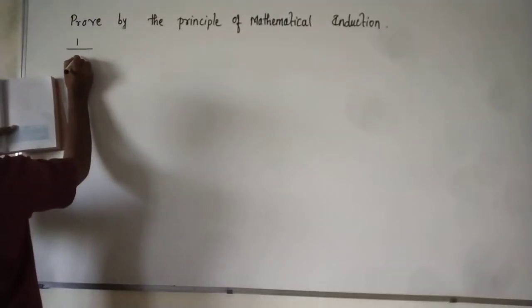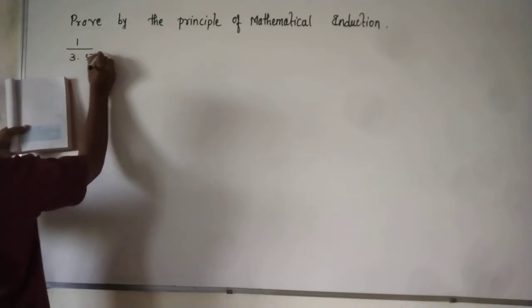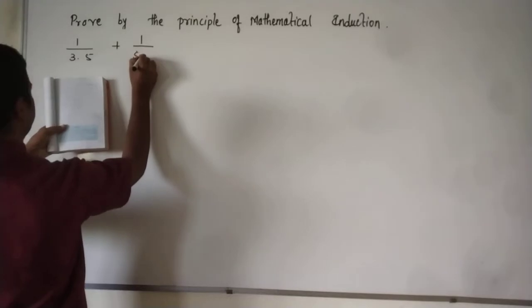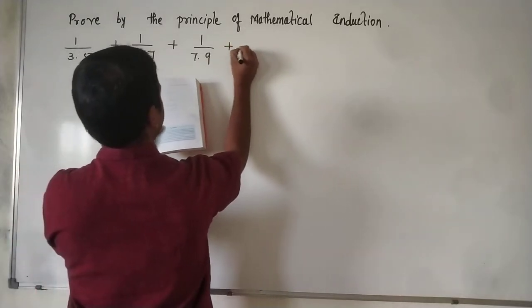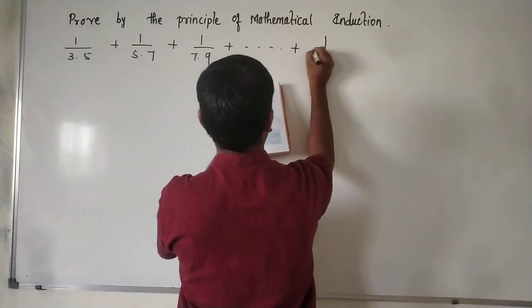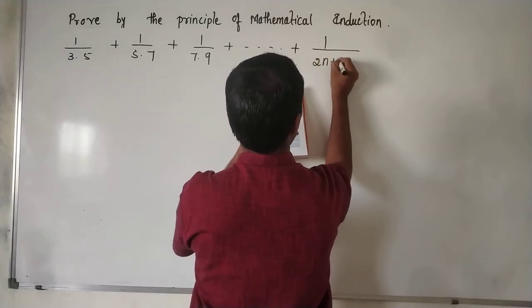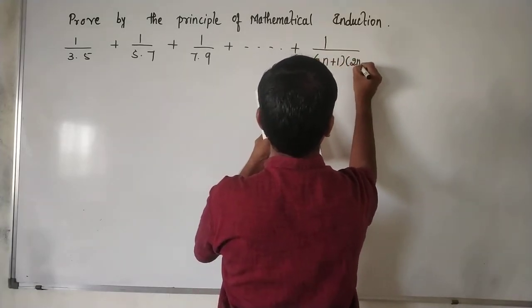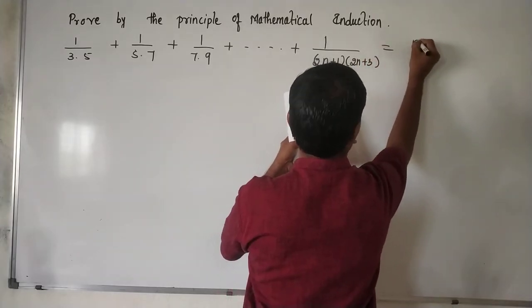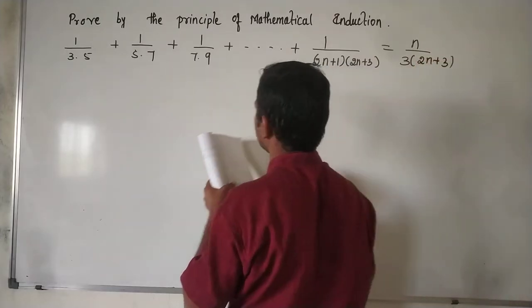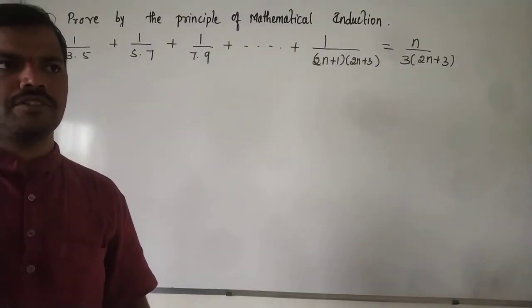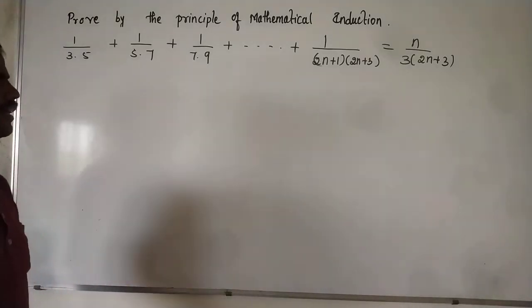So 1 by 3 into 5 plus 1 by 5 into 7 plus 1 by 7 into 9 plus so on plus 1 by 2n plus 1 into 2n plus 3 is equal to n by 3 into 2n plus 3. So whatever the problem we left in between, that is left for you. So you have to solve it.